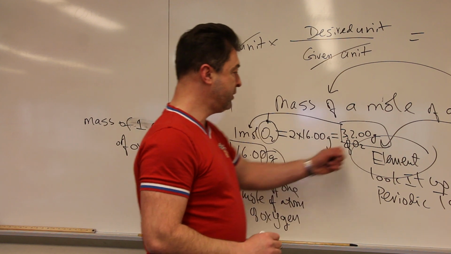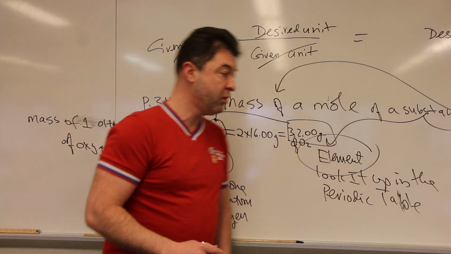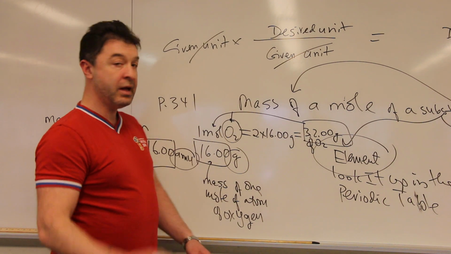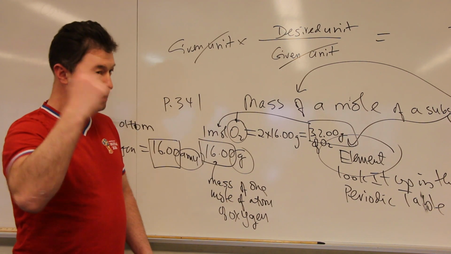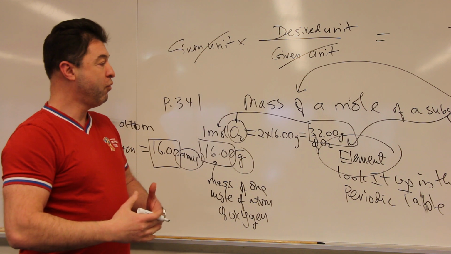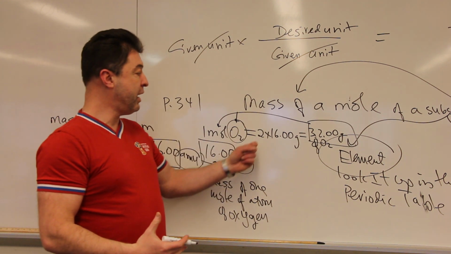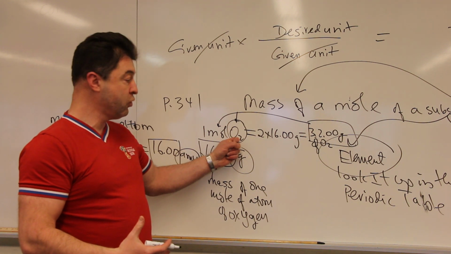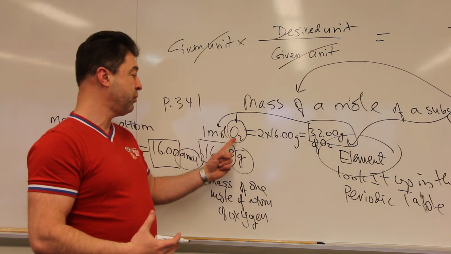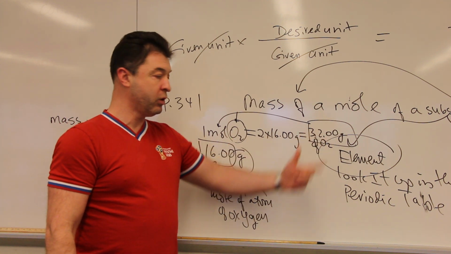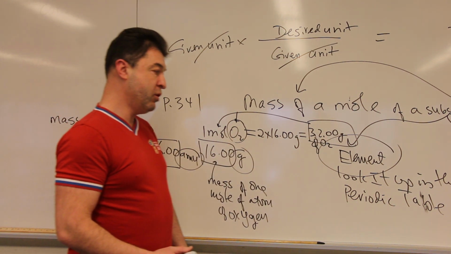And again, how did I get it? I look at the periodic table, and oxygen is 16, but that's 1 atom. I mean, that's 16 grams for 1 mole of oxygen atoms, but these are molecules here, so you have to make sure that you multiply by as many atoms as there are in the formula to get the molar mass of the substance. I'll give you another example.